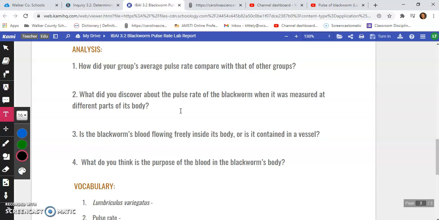Okay, and number 3, is the black worm's blood flowing freely inside of its body, or is it contained in a vessel? And number 4, what do you think is the purpose of the blood in the black worm's body? Think about what the purpose of blood is in our body, and it would be a very similar purpose.